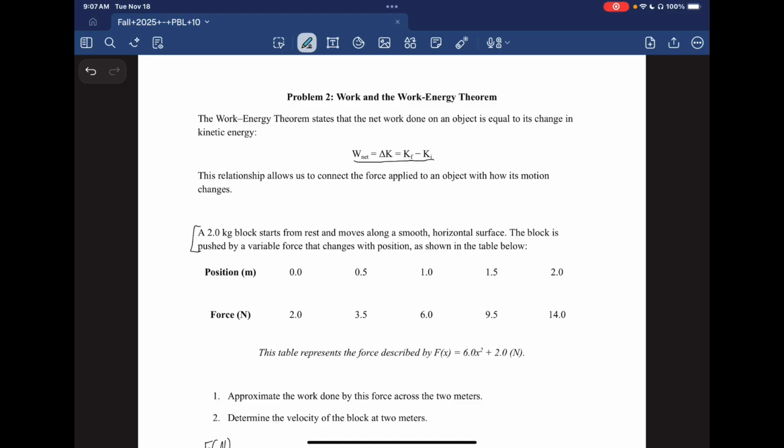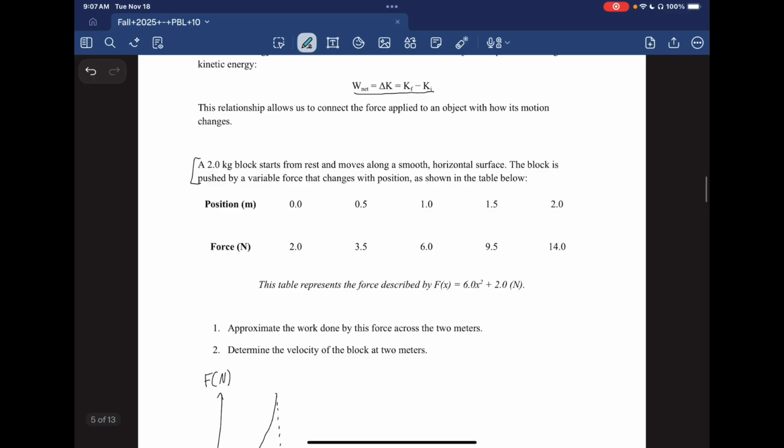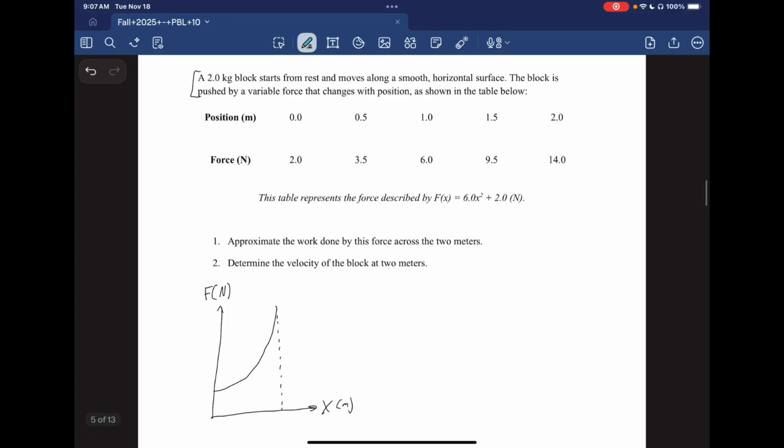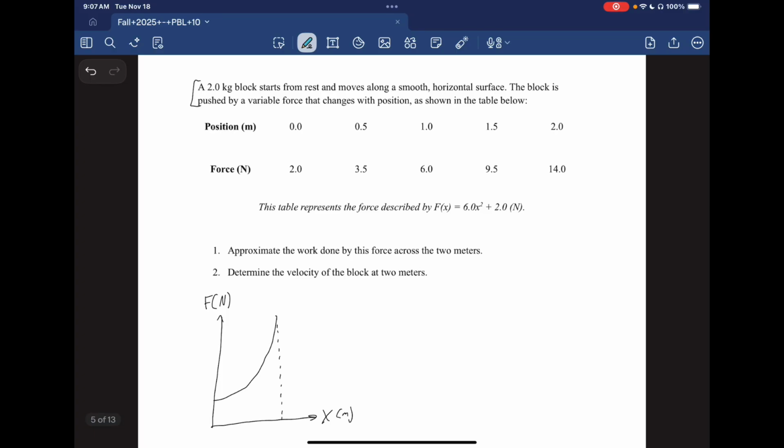We have a 2 kilogram block starting from rest and moving along a smooth horizontal surface. It's pushed by a variable force that changes with position as shown in the table below. I've also drawn a very rough graph here. You can see it's kind of like exponentially increasing. The force increases as the distance increases. And it asks us to approximate the work done by this force across the 2 meters.